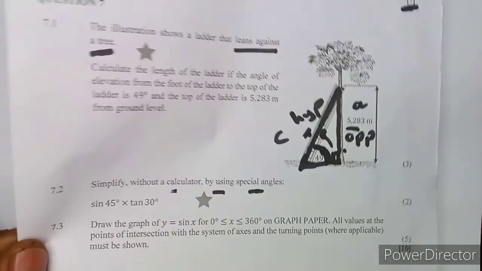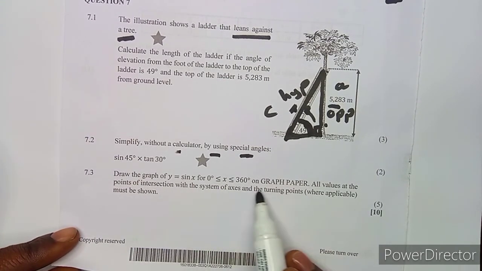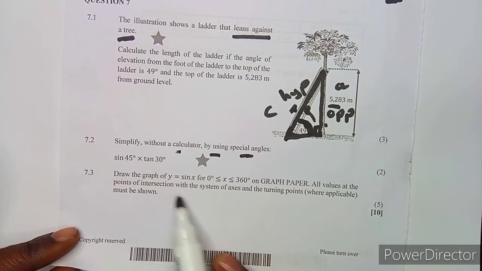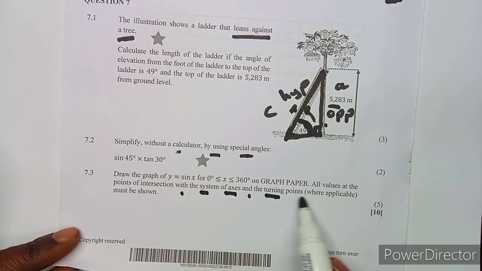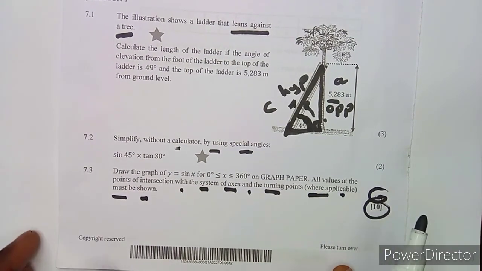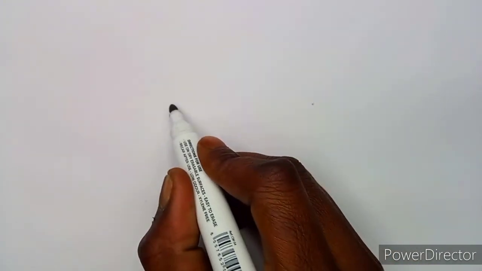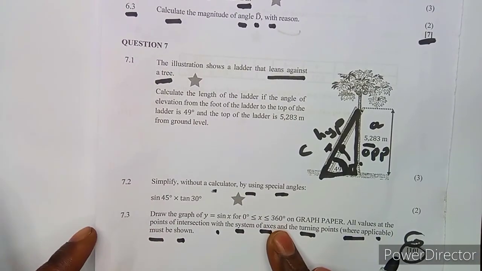And draw the graph of y is equal to sine x between 0 to 360 degrees on the graph paper. All values of the points of intersection with the system of axes and the turning points where applicable must be shown, and that's 5 marks to make it a total of 10 marks for this question. So for you to sketch the graph of y equals sine x, in the interval that we are given, from 0 to 360 degrees.